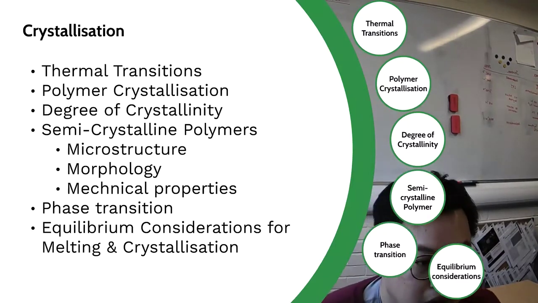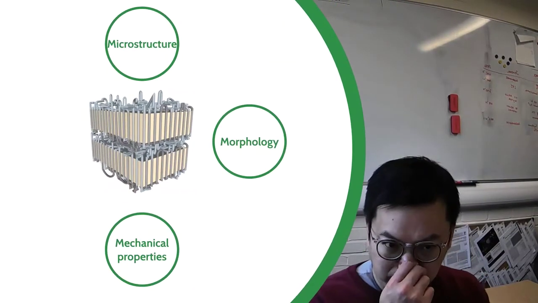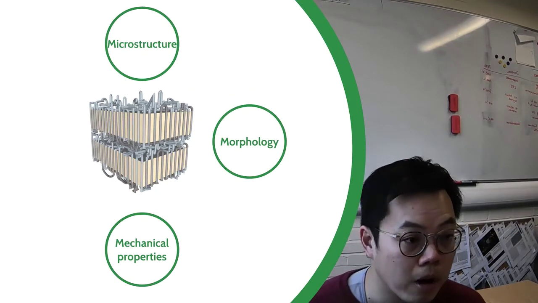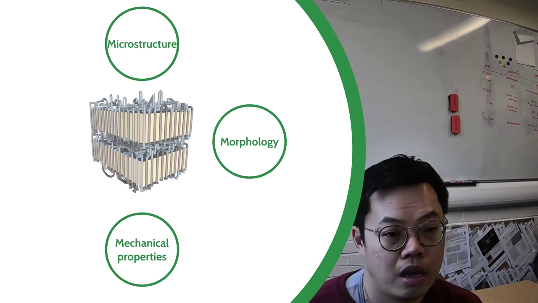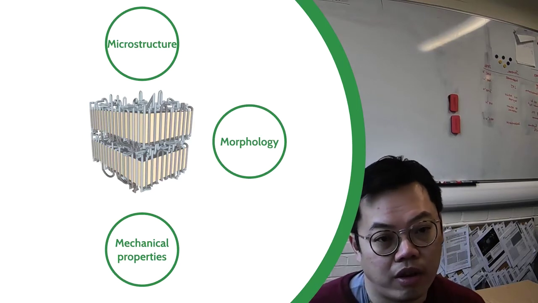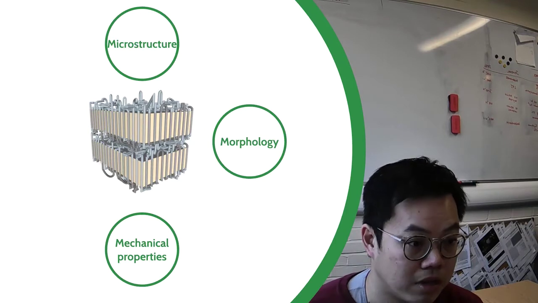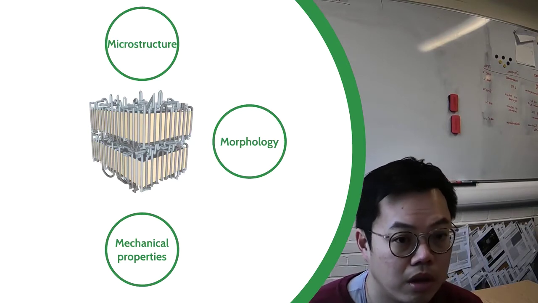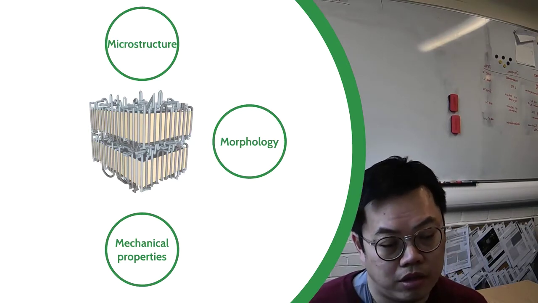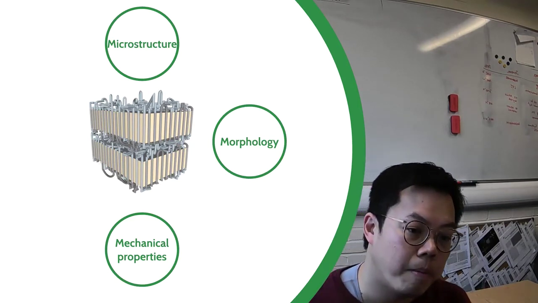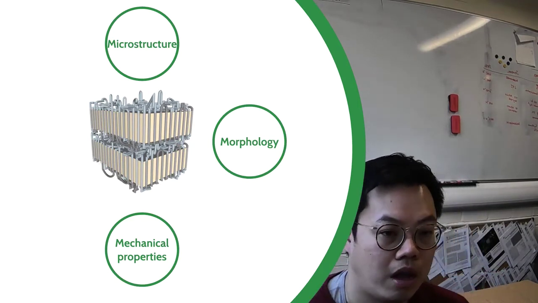Now, a semi-crystalline polymer is important because, like I mentioned, all crystallizable polymers that we have in the market right now, or in the industry right now, are of this variant, semi-crystalline polymer. So we need to look at its microstructure, its morphology, and how these two components combine together to affect the mechanical properties.